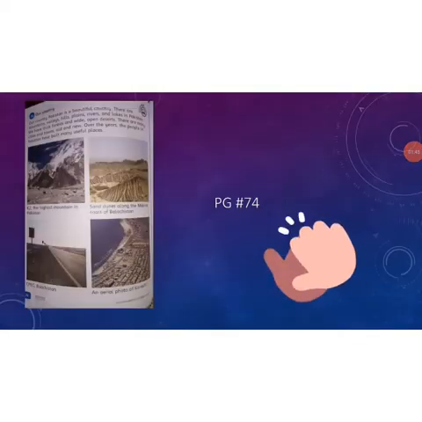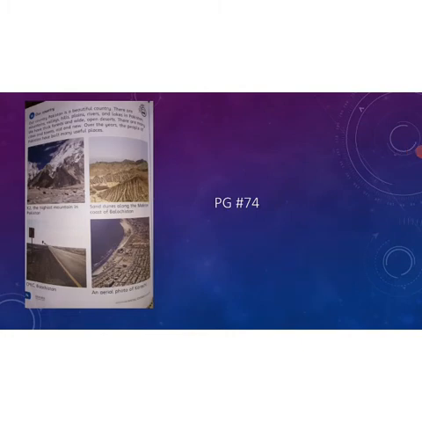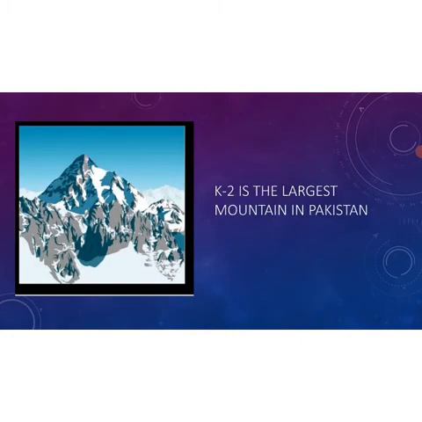You can see different pictures, desert, a mountain on this page. Now look at this picture. It is K2, the highest mountain in Pakistan. K2 is 8,611 meters above the sea level. This is the second highest mountain in the world. You know which is the first highest mountain in the world? Yes, Mount Everest. And K2 is the second highest mountain in the world.